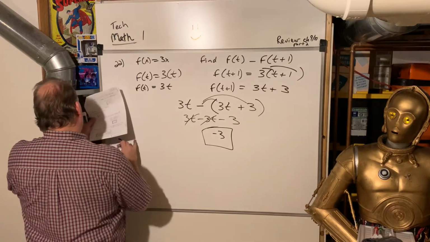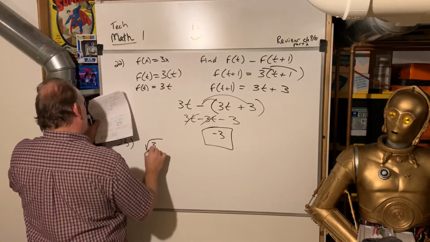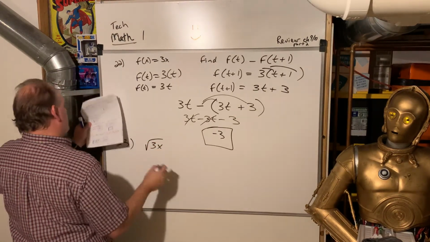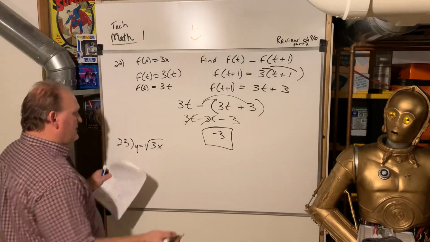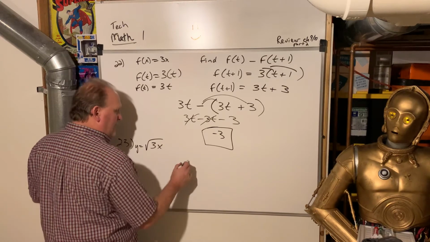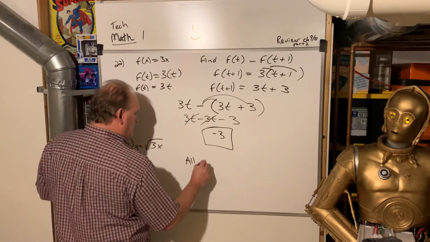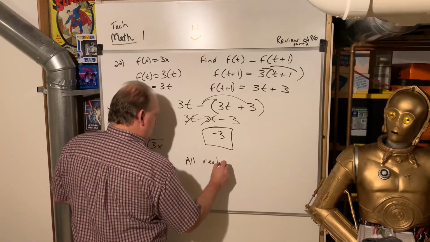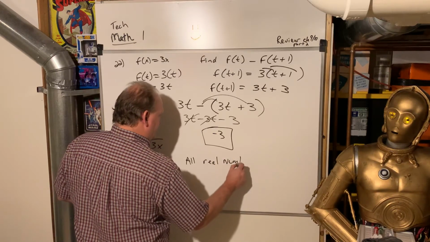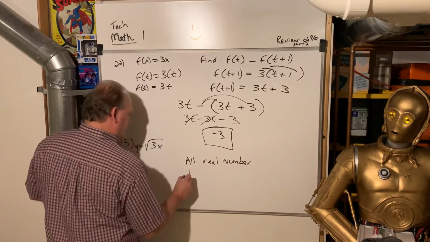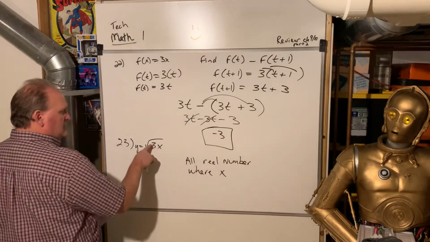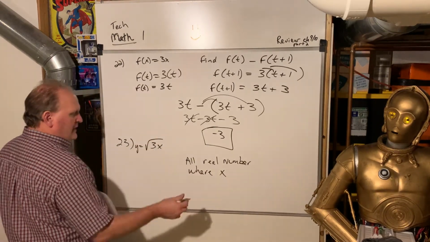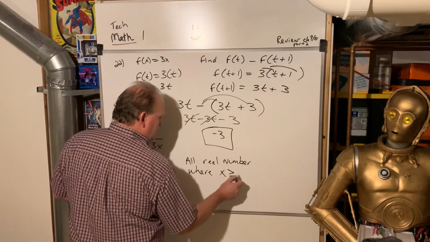All right, and then 23. They want the domain of the square root of 3x. So y is equal to the square root of 3x. And they want the domain. A domain is a list of what x can be. So again, it can be all real numbers where x has got to be, the square root has to be 0 or bigger. So greater than or equal to 0.